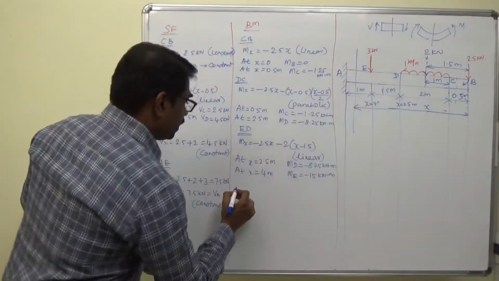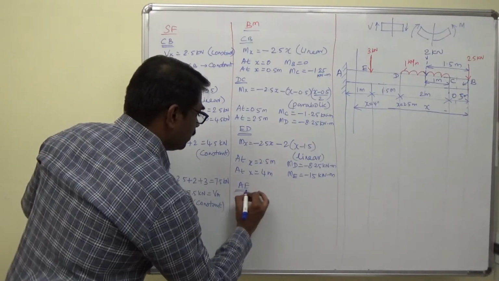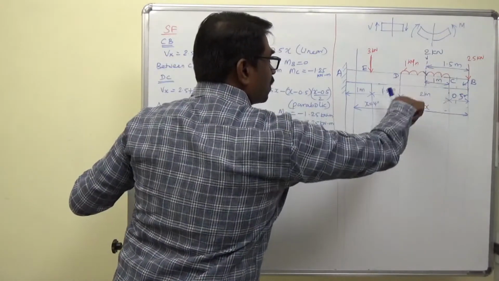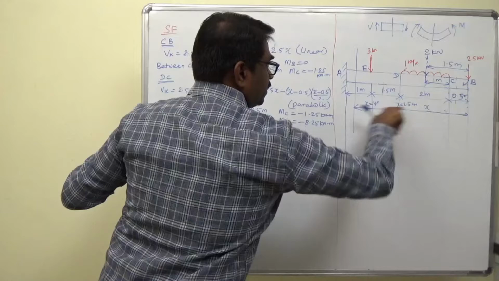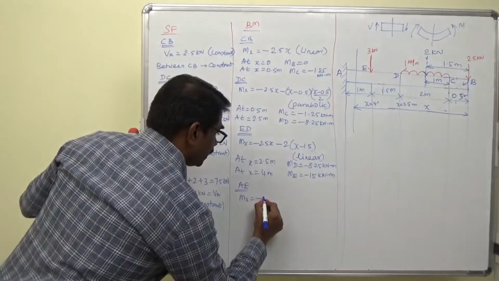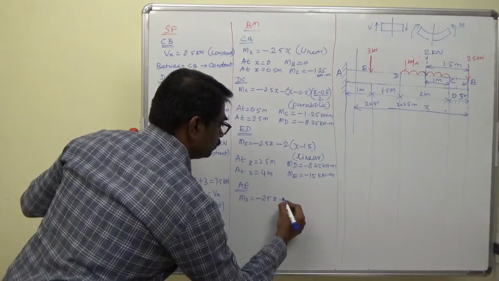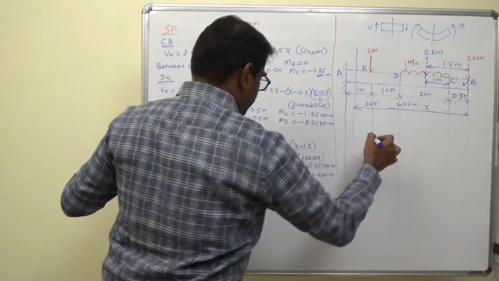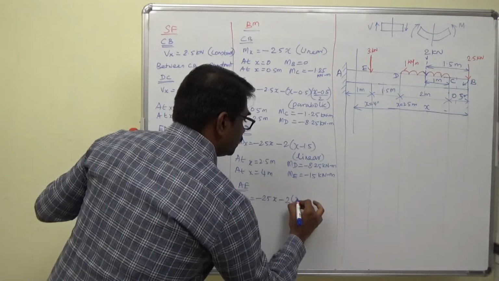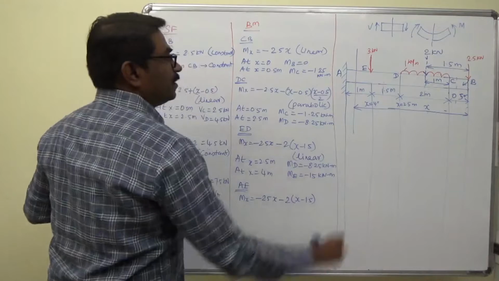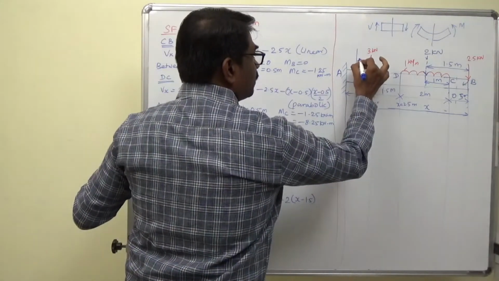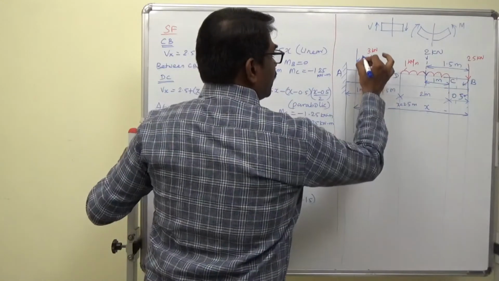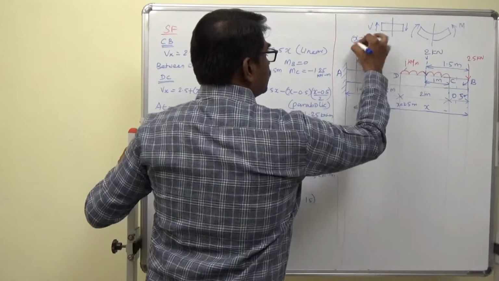Now the bending moment Mx. We have three forces: 2.5 clockwise, 2 clockwise, 3 clockwise. The perpendicular distance for 2.5 is x. For the 2 kilonewton, the perpendicular distance is 2 into x minus 1.5. For the third one, up to this it is 4, so this distance is x minus 4.